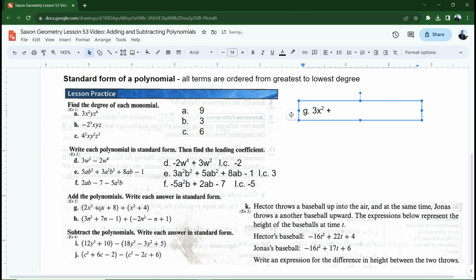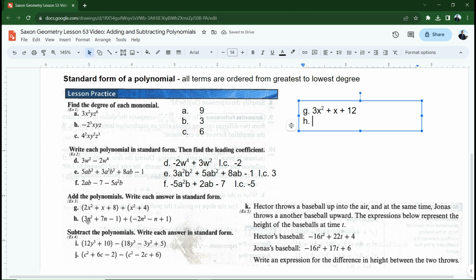Plus, there's only one x. There's no other term that contains an x. So it's just that one x. And then plus 12. 8 and 4 can be added, and that's it. That's the most I can simplify letter G. Letter H is going to be sort of the same thing.